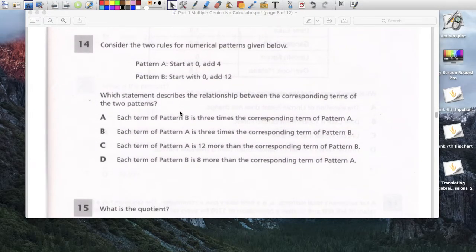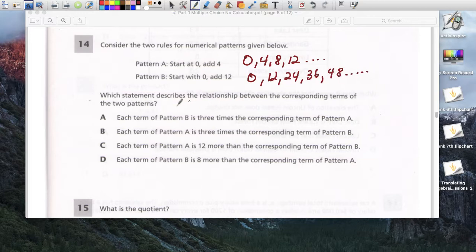14. Consider two rules for numerical patterns. Start with 0 and add 4. So 0, 4. Keep adding 4. So that's what we would get. Start with 0 and add 12: 12, 24, 36, 48. And that would be what the pattern says. So which one describes the relationship between the corresponding terms of the two patterns?